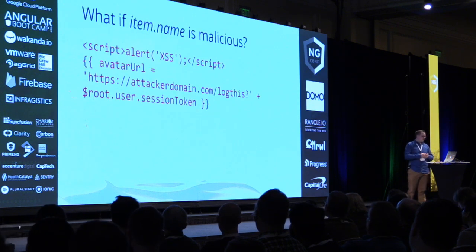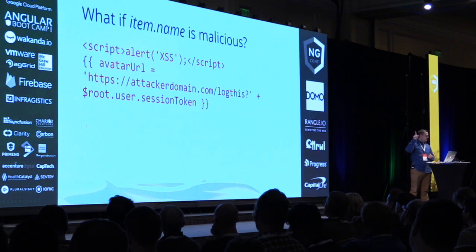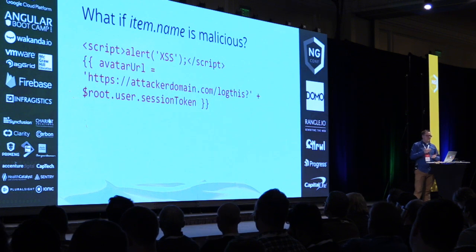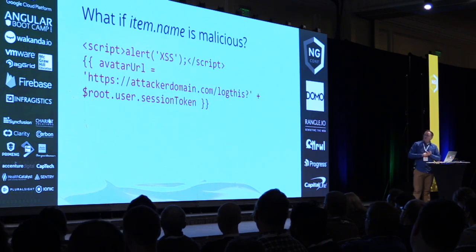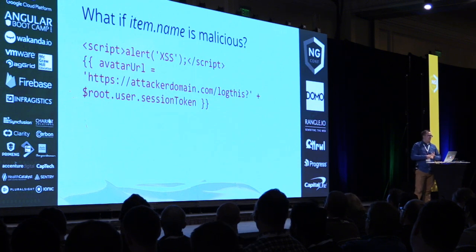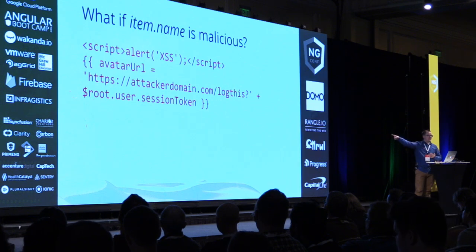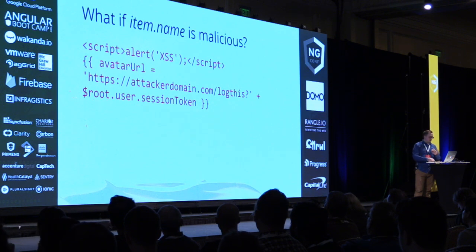So your attacker comes along, and they say, hey, let me set item.name to something malicious, okay? So I've got two different things here that look a little malicious, a script tag and then this expression. And you look at the expression, what's it trying to do? It's trying to set that avatar URL equal to a URL that's not under my control, that's under the attacker's control, and then they're going to put into that URL the session token that they found somewhere on my root scope, okay? I don't want my user session tokens going out on this URL to someone else's website, okay? They're going to log it, they're going to attack my users. I don't want that happening, right?